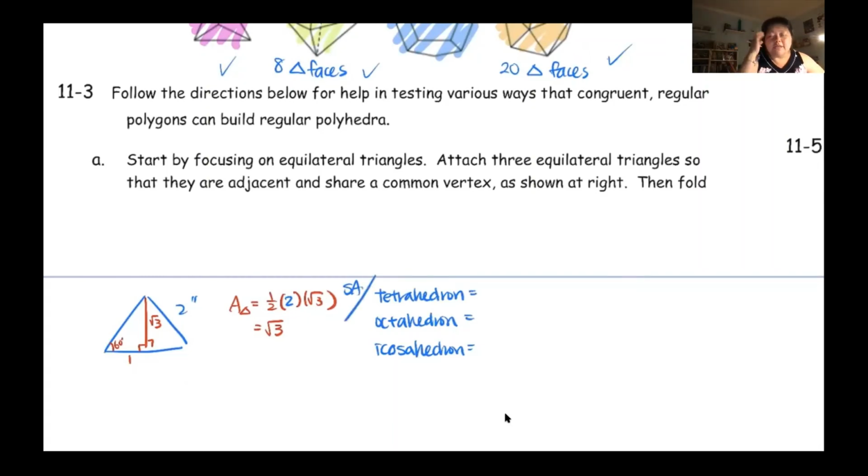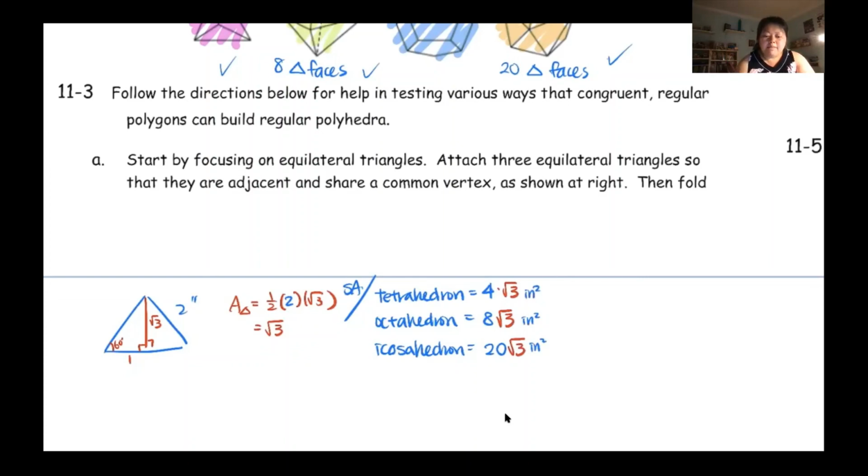So tetrahedron has 4 triangles. So it's 4 times root 3 is 4 root 3, right? And then we have octahedrons, 8 of these. So 8 times root 3. And then your icosahedron is 20. So 20 root 3. And these are in inches. So square inches. Right? So, you could multiply these out and get the decimals, but these are the exact answers.